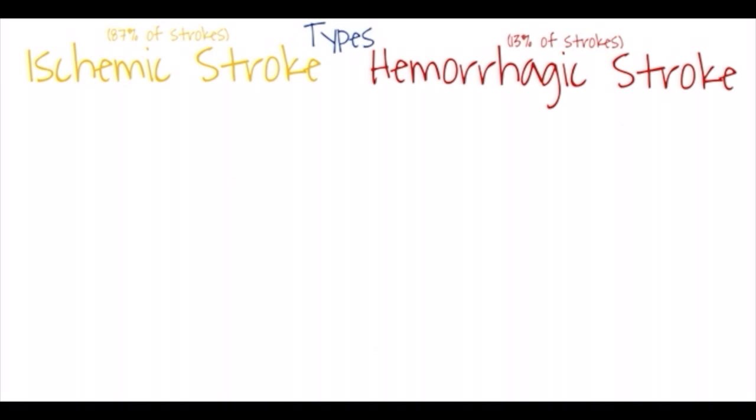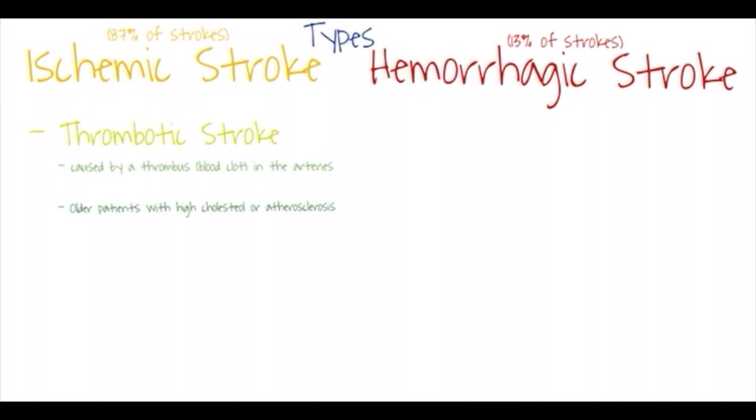The first being thrombotic stroke, which is caused by a thrombus or a blood clot that develops in the artery supplying blood to the brain. This type of stroke is usually seen in older patients, especially those with diabetes, high cholesterol, or a condition known as atherosclerosis, which is caused by a buildup of fat and lipids inside the walls of blood vessels.